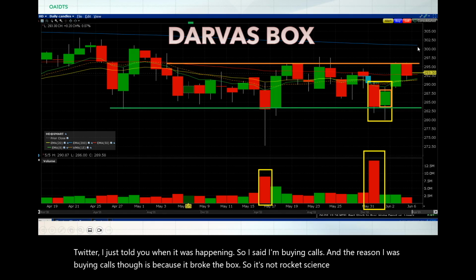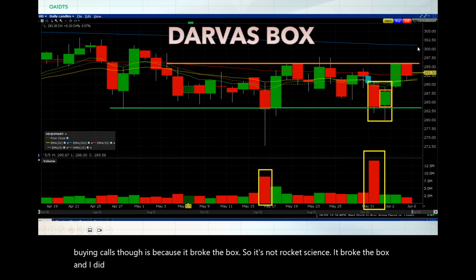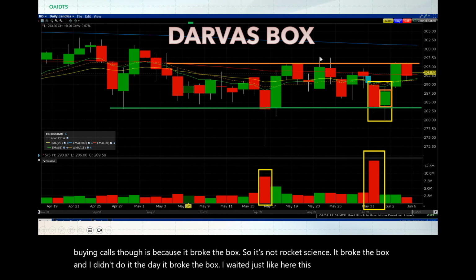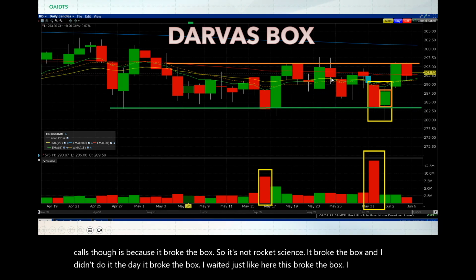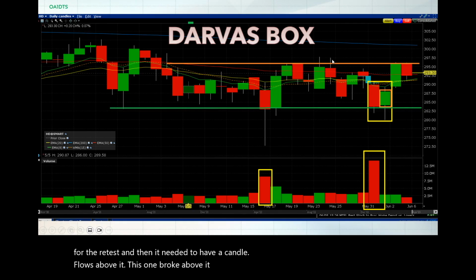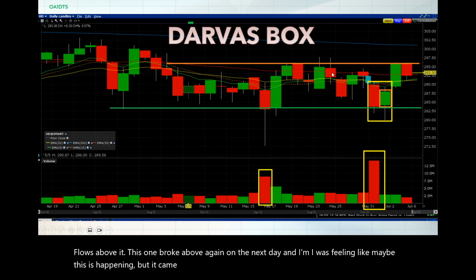It broke the box. And I didn't do it the day it broke the box. I waited, just like here, this broke the box. I waited for the retest, and then it needed to have a candle close above it. This one broke above again on the next day, and I was feeling like maybe this is happening, but it came back down within the box again.